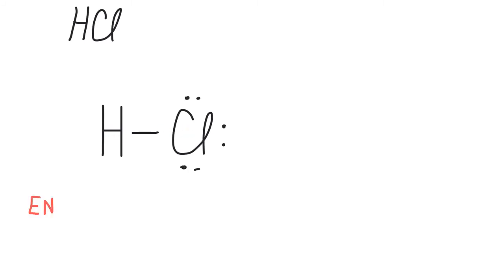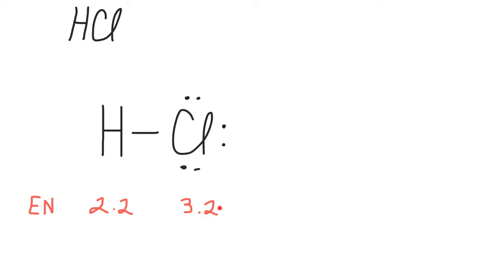Hydrogen chloride. This is made from the bond between a hydrogen atom and a chlorine atom. If we look at the Lewis structure, we can see that the bonding pair of electrons is the pair of electrons that's shared between the hydrogen atom and the chlorine atom. Now I'm going to look up the electronegativity values on my periodic table. I see that the electronegativity of hydrogen is 2.2 and the electronegativity of chlorine is 3.2.